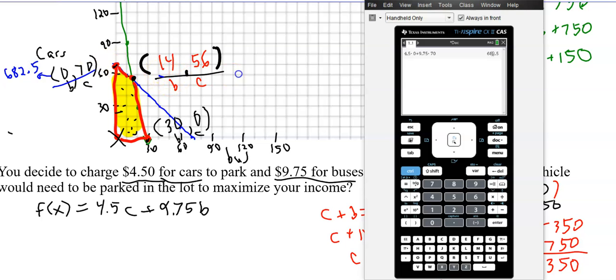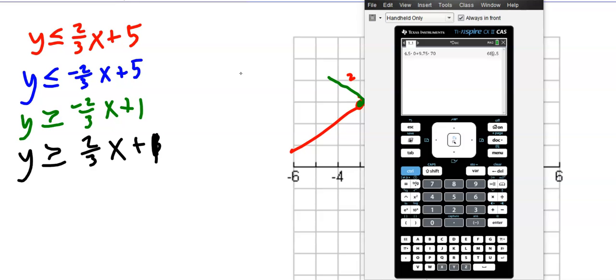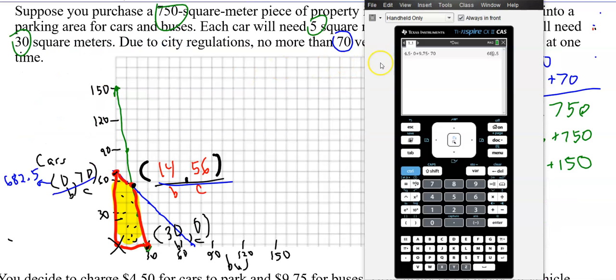Okay, so let's plug in this point now. We'll do 4.5 times 14 plus 9.75 times 56. That comes to 609, so this one leads to a profit of 609. Maybe that's not it. I was thinking that might be the best point, but it's not looking so good.